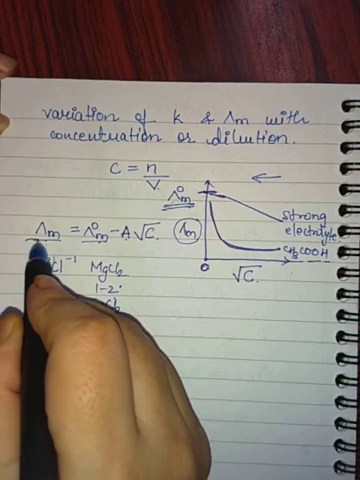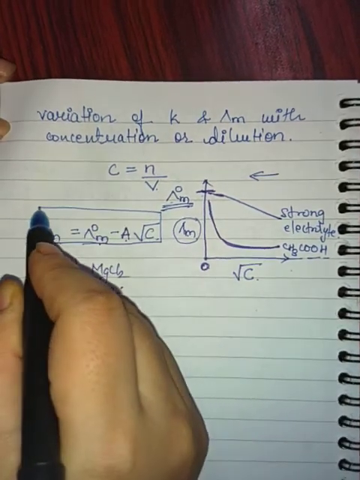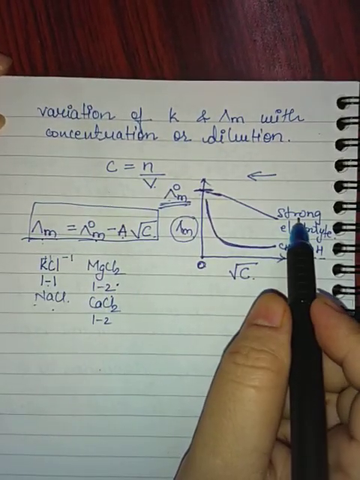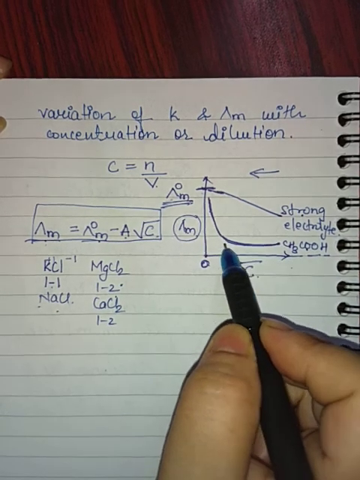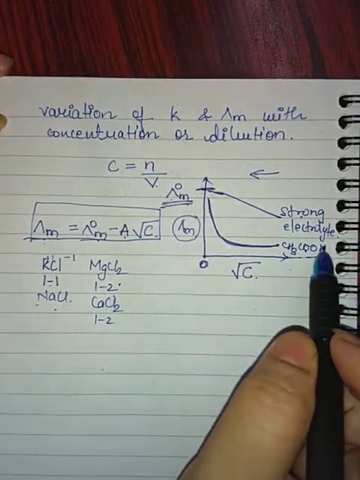Okay, but this is only applicable for strong electrolytes, not for weak electrolytes. For weak electrolytes, we are getting a different curve. This is not a straight line.